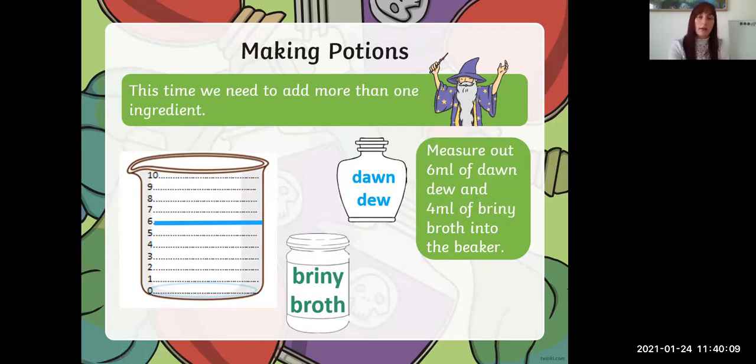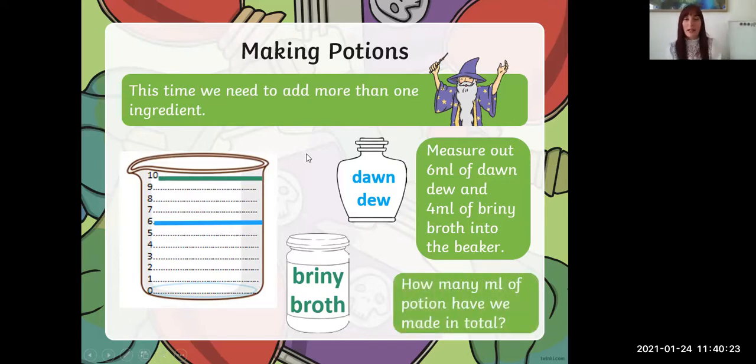So 6 add 4 is 10. Here we are, look. 1, 2, 3, 4 millilitres. And there's my line for the briny broth. And I think we've just answered our question here, haven't we? How many millilitres of potion have we made in total? We had the 6 millilitres of Dawn Dew and the 4 millilitres of briny broth. 6 millilitres add 4 millilitres is 10 millilitres of potion.